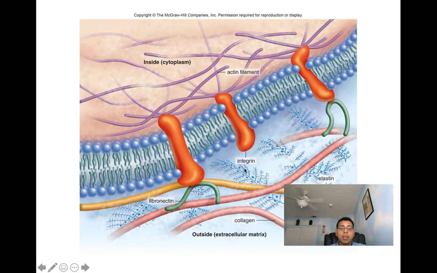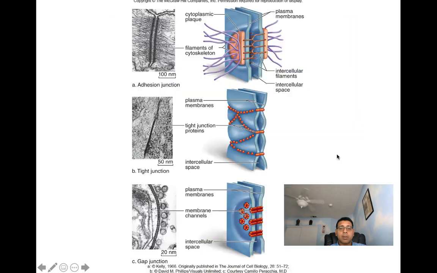So here you can see that extracellular matrix on the outside. And here's the plasma membrane. And then certain proteins that are going to be attached to it on this side. And then attached to actin filaments you can see on the inside. So all doing various functions. Here we can appreciate adhesion junctions. Here we have tight junctions. Okay, you see the difference between the two? And then here you have gap junctions, where there's actual communication between the two cells.